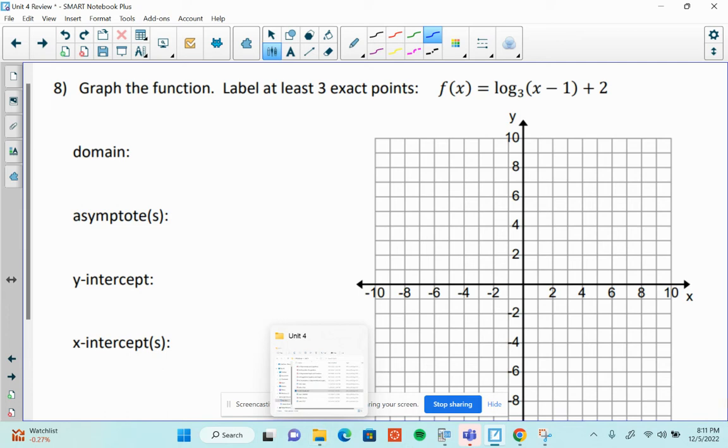Right, last two problems on the review. We're going to graph a log function and an exponential function. So for this one, we're graphing the log function.